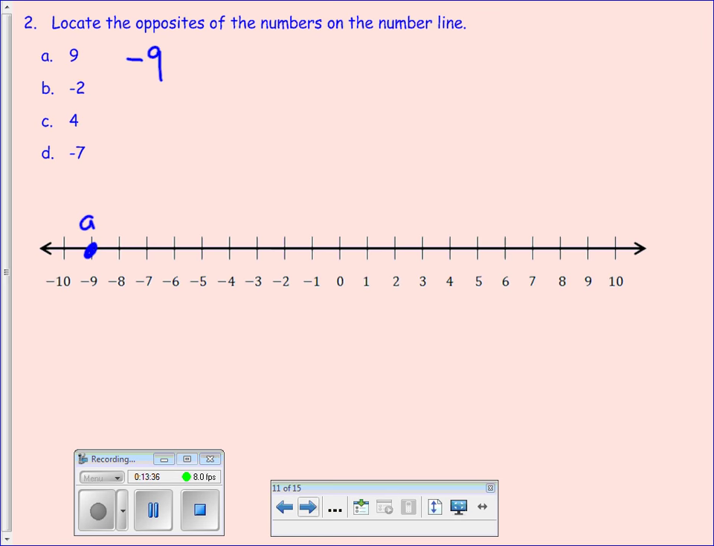B, what's the opposite of negative 2? Positive 2. All right, so that's the answer for B. What's the opposite of positive 4? Negative 4. So let's plot it and label it. Opposite of negative 7? Positive 7. So let's label it. Let's continue, please.